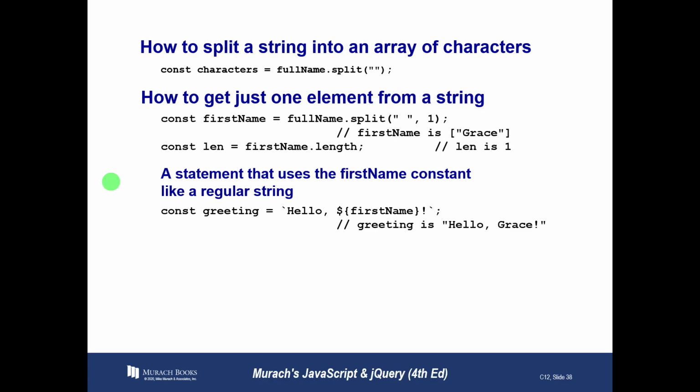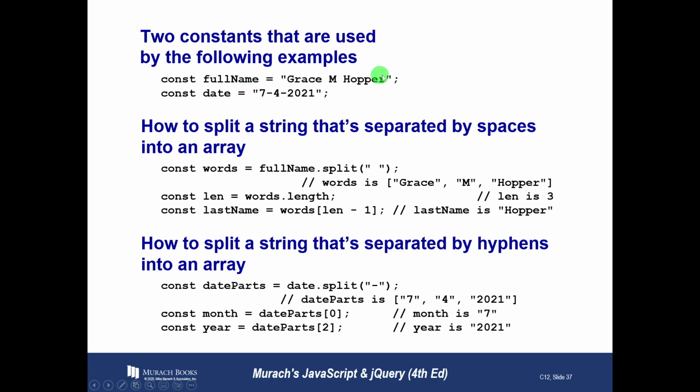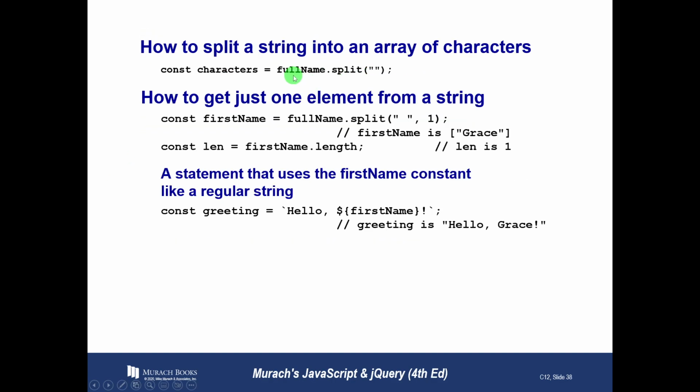What if we took the full name back here, Grace M. Hopper, and said fullName.split, and we used an empty string? There's no space in there, that's just an empty string. Well, that would split it on every single character in the string, and we would end up with an array of all the characters that were in the name.